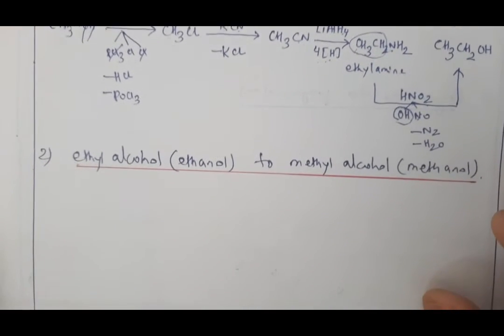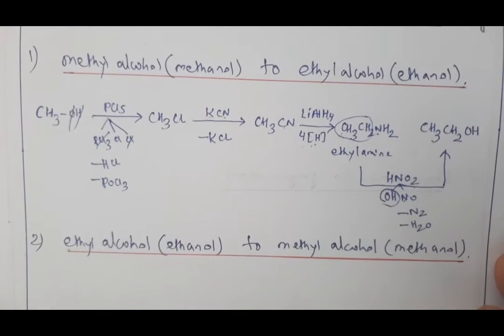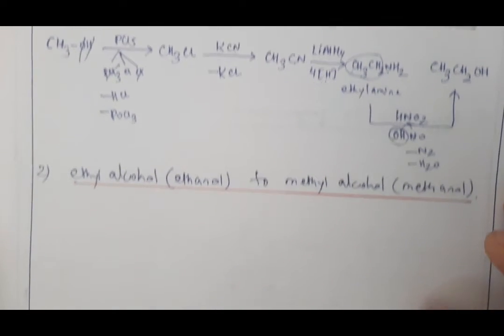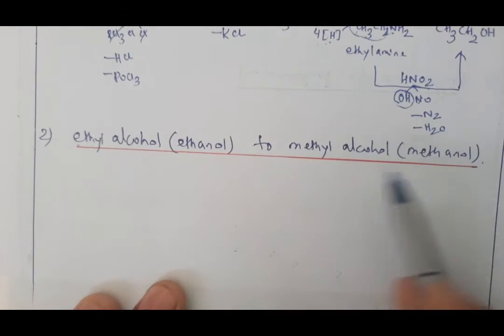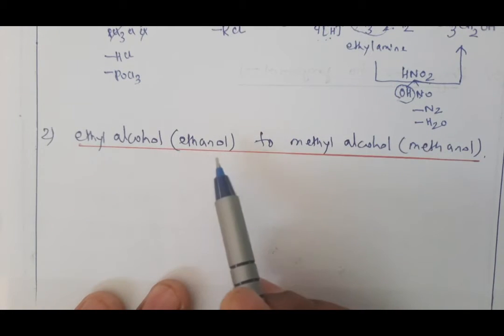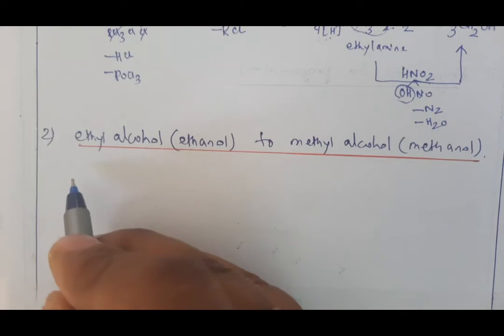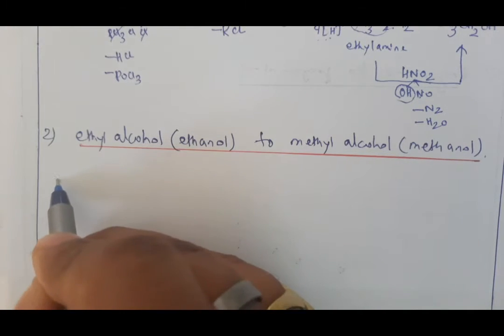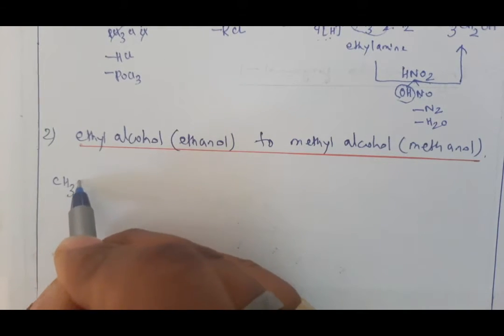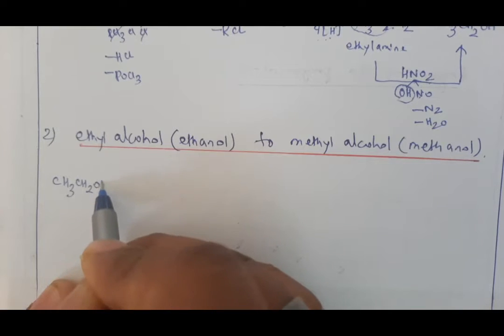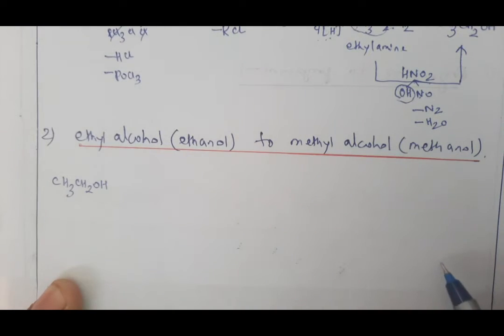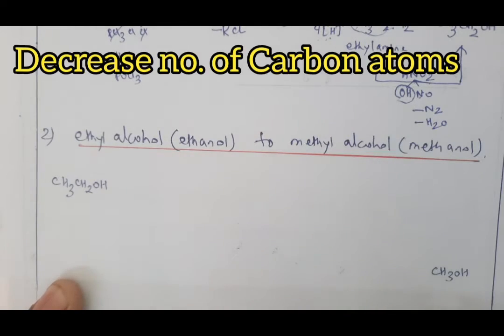Now we go opposite. You can take a screenshot to make the notes. Now you have to convert ethyl alcohol to methyl alcohol. Ethyl alcohol is known by the name ethanol. Methyl alcohol is known by the name methanol. To do this conversion, students, we'll make the formula first. CH3CH2OH. This is ethyl alcohol, and my job is to convert it to methyl alcohol.